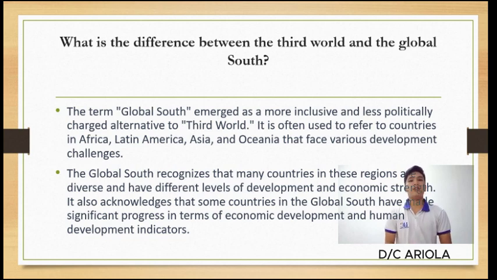Third World originally referred to countries that were not aligned with either the Western Bloc, led by the US and its NATO allies, or the Eastern Bloc, led by the Soviet Union and its allies. During the Cold War, it encompassed a wide range of countries with diverse economic, political, and cultural backgrounds. However, today, the term is considered outdated and can be seen as pejorative or simplistic.